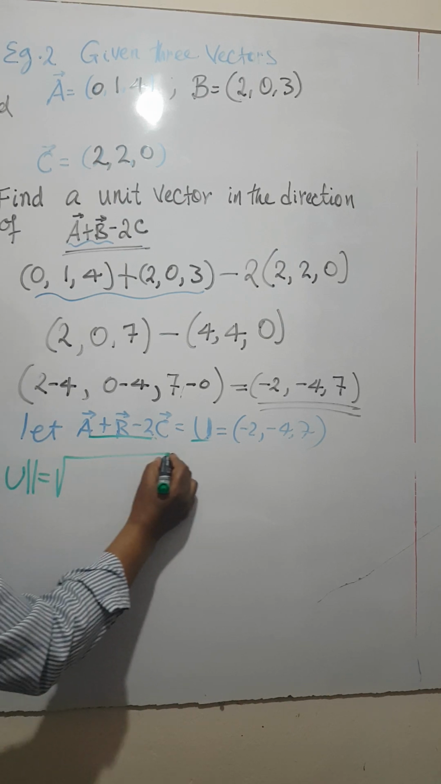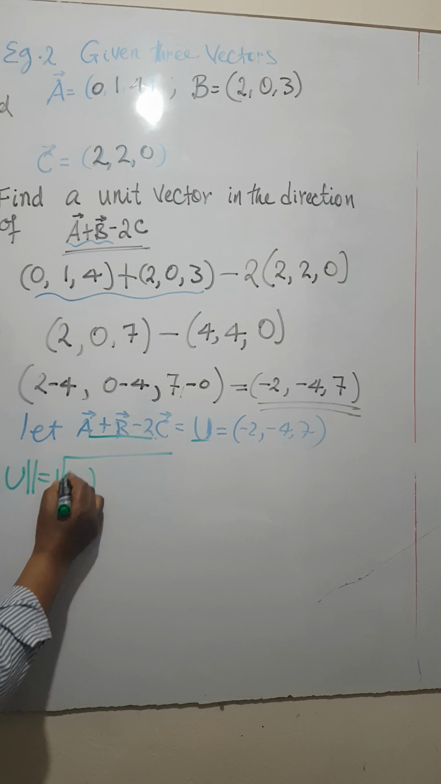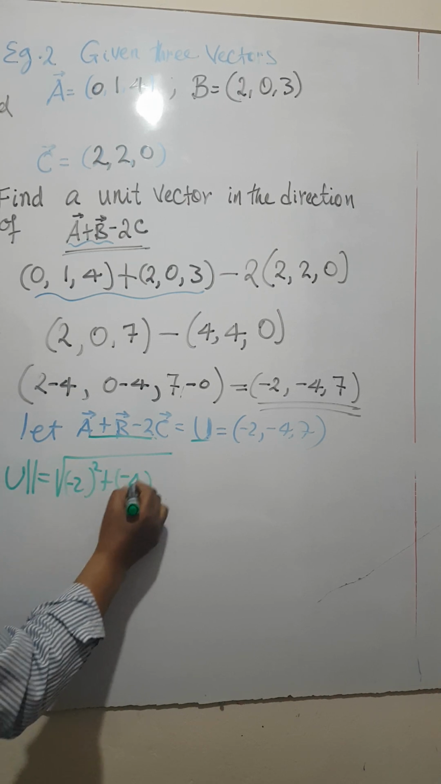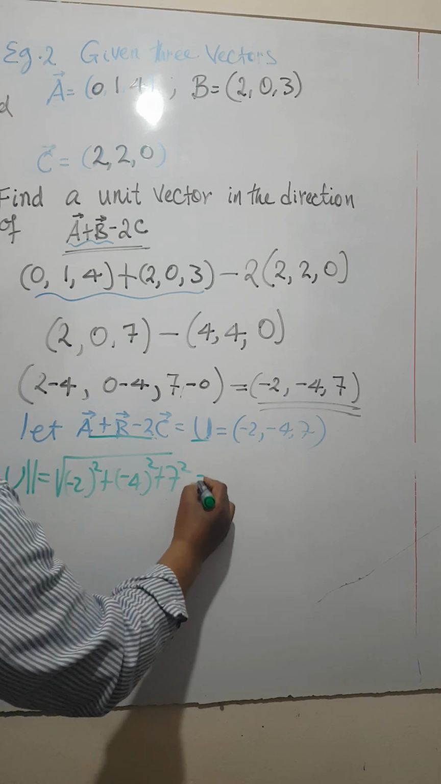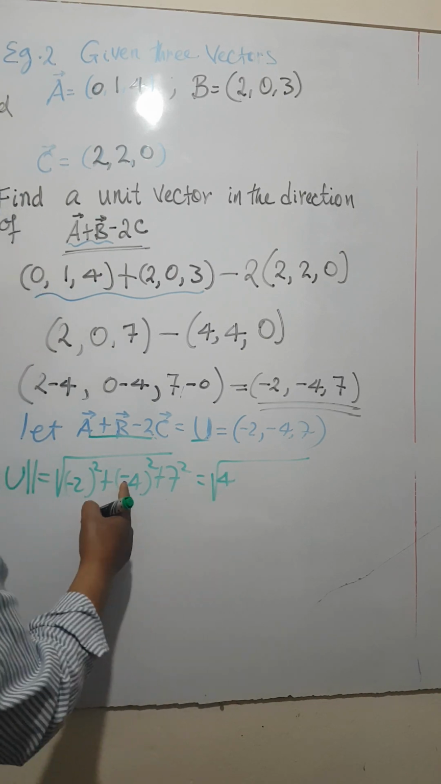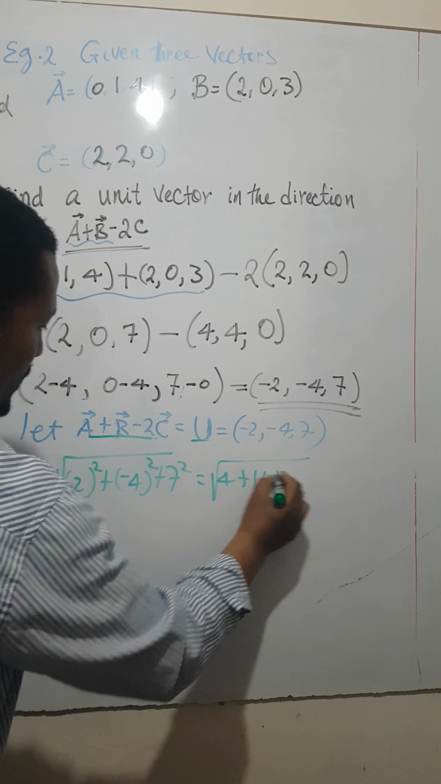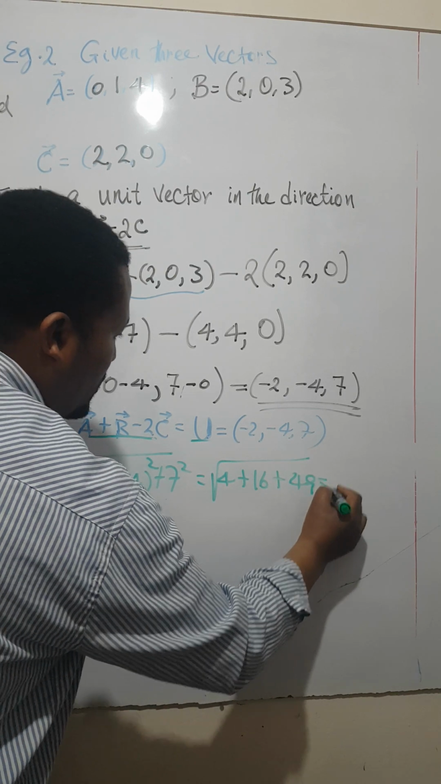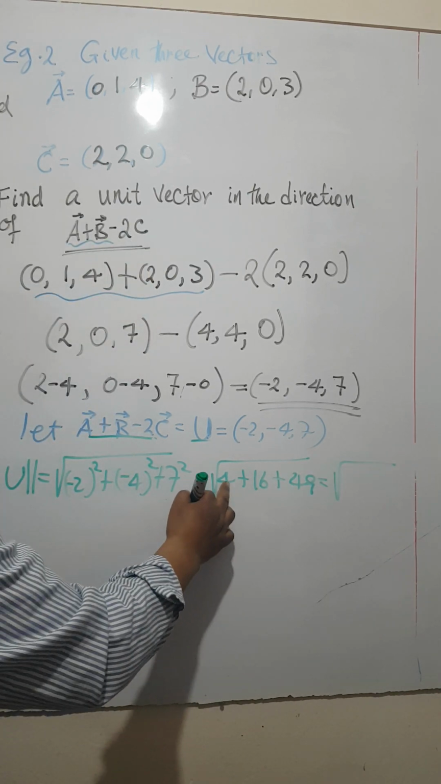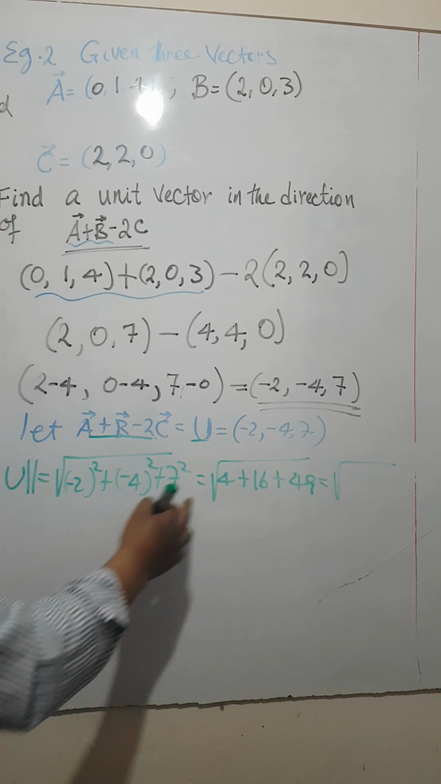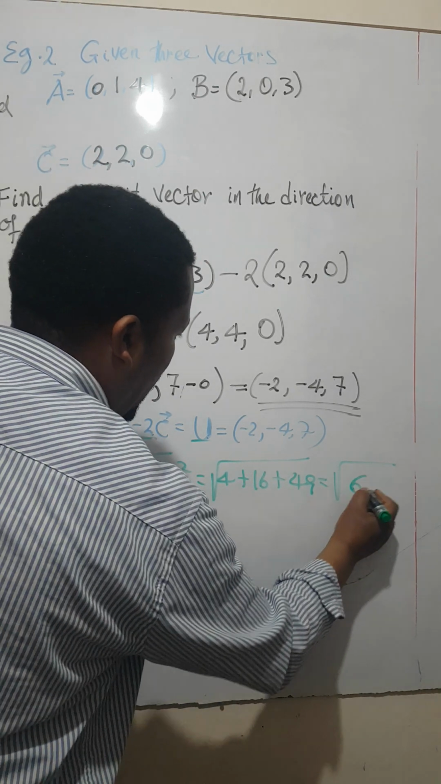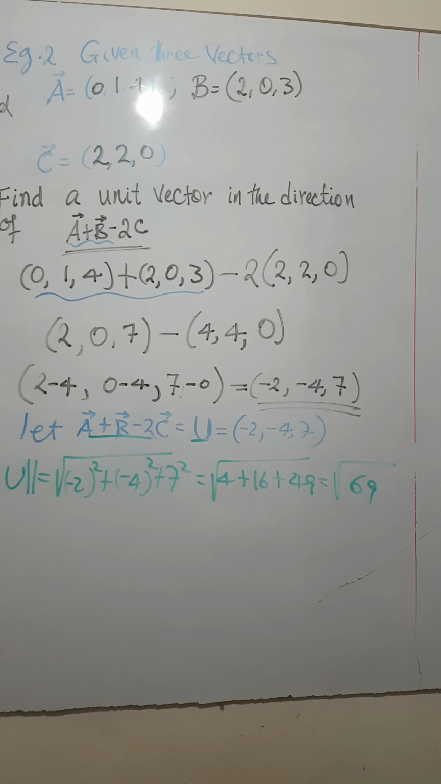This is equal to the square root of negative 2 squared plus negative 4 squared plus 7 squared. 2 squared is 4, and negative 4 squared is 16, plus 7 squared is 49. 20 plus 49 is 69. Square root of 69. Let's check on that.